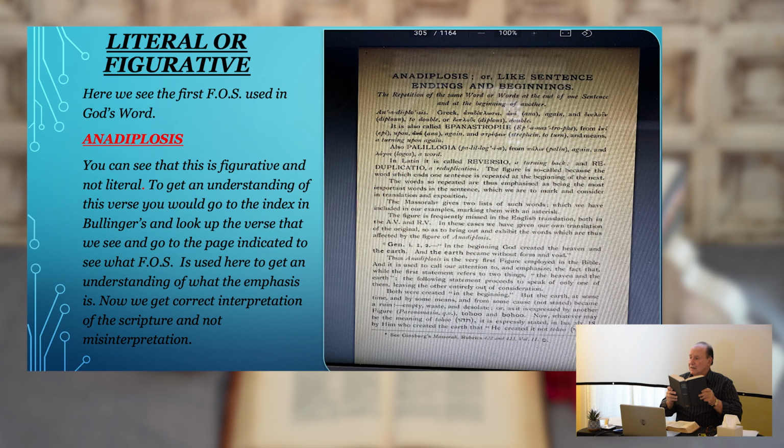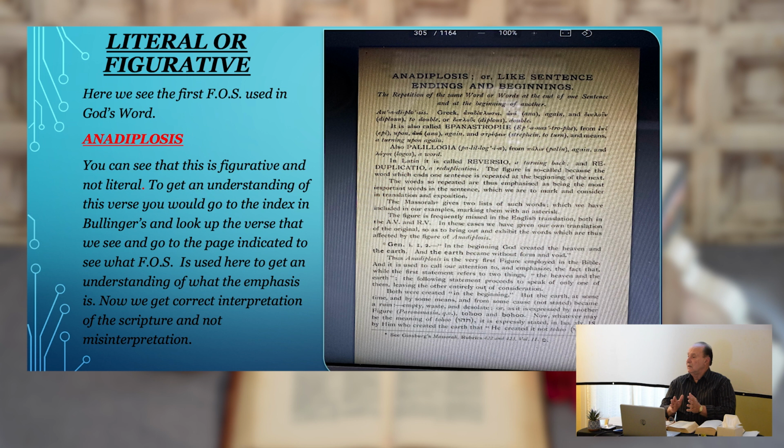And it's very simple. You can see how simple that was to find that figure of speech and to identify it. It's really clear here. You can see Genesis chapter 1:1-2, and it happens to be on the first page, so it has the definition of that figure of speech, which is great. So you can see that this is figurative and not literal. To get an understanding of the verse, you would go to the index, which we just did, look up the verse, and then go to the page indicated to see what figure of speech it is. It's used here to get an understanding of what the emphasis is. And now, and this is important, we get a correct interpretation of the scripture and not a misinterpretation. So you can see we just looked at whether something is literal or figurative.